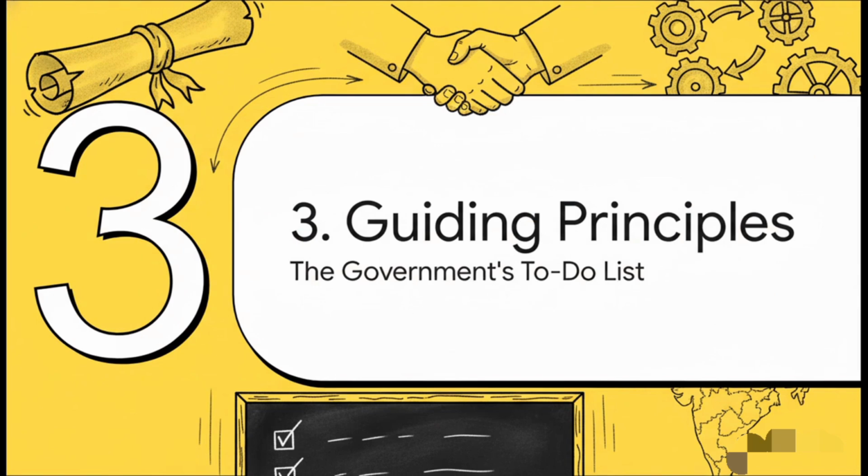Okay, so we've seen the state's promises to you, but now let's flip it and look at what the state aims to do for society. These are the directive principles of state policy. The easiest way to think of them is like the government's official mission statement, or a constitutional to-do list.